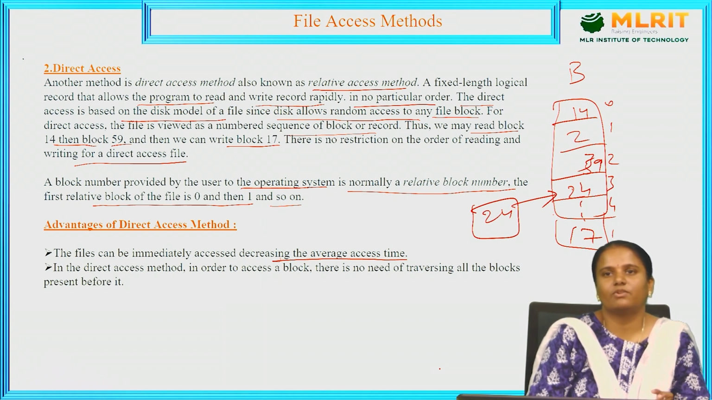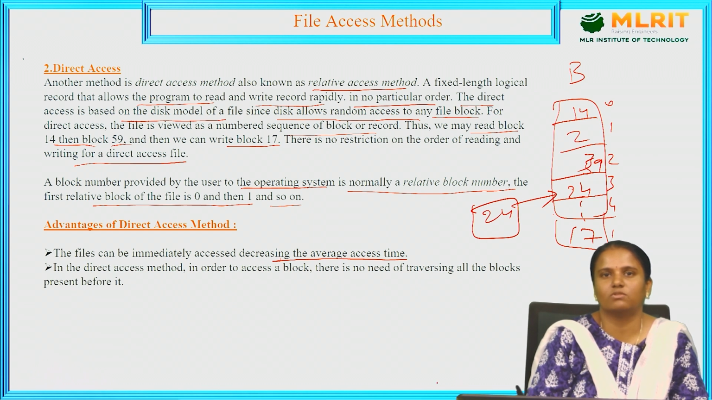Why? Because in sequential order, we need to go one after the other, and checking takes more time complexity. We have to check each and every file. Here we are directly accessing the file which we need for the read or write operation, so the average time is decreased in this direct access method.